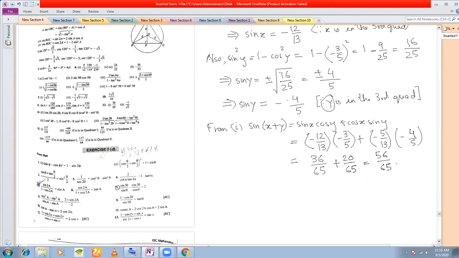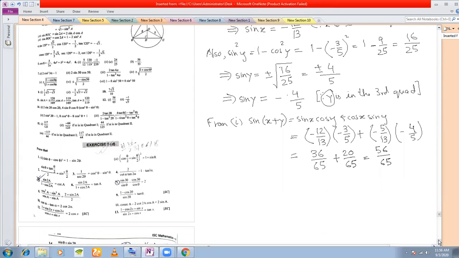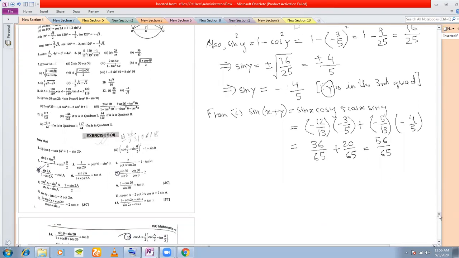If you see, sin of x plus y is coming to be positive, which means x plus y must be in the first quadrant or the second quadrant. But anyway, that wasn't our question.